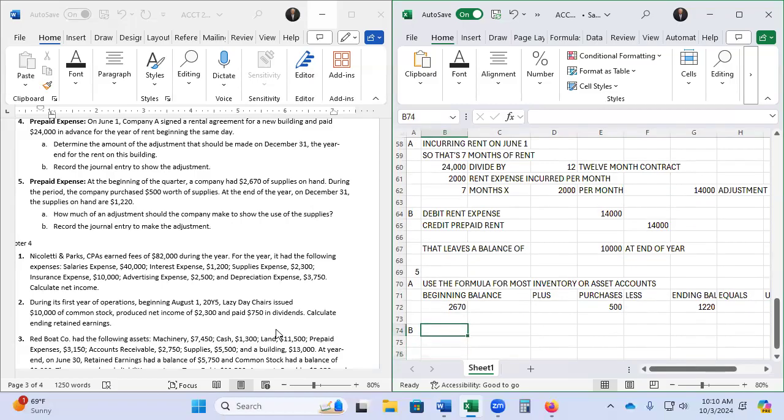So journal entry. What are we reducing and what are we increasing? We're increasing our expense, right? Because we had some supplies. So supplies expense, 1,950. And then we're going to reduce our supplies by 1,950. Okay.